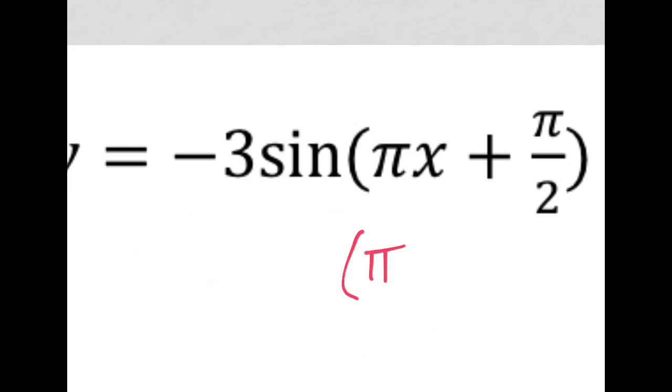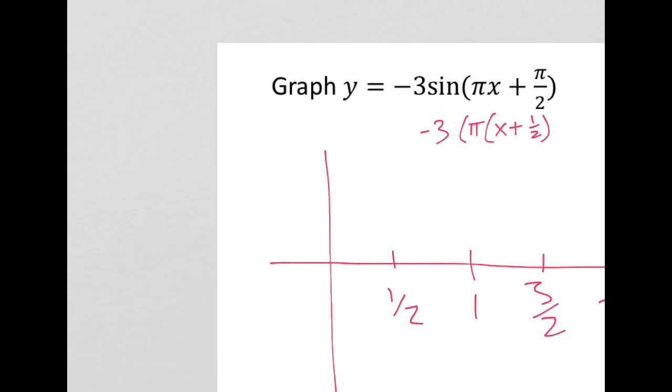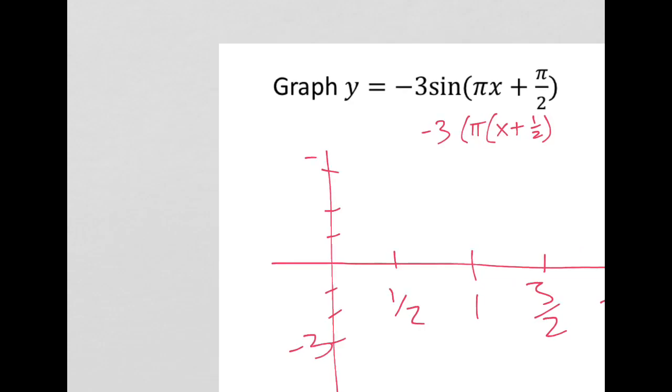So factor out the pi, you're left with x plus 1/2. Okay, well that's cool because now our phase shift is in terms of the actual fraction which we're dealing with anyway. So that's sweet. So we get -3. Well, what does that 3 do? The 3 affects the amplitude, makes it 1, 2, 3, 1, 2, negative 3. So negative 3, positive 3.